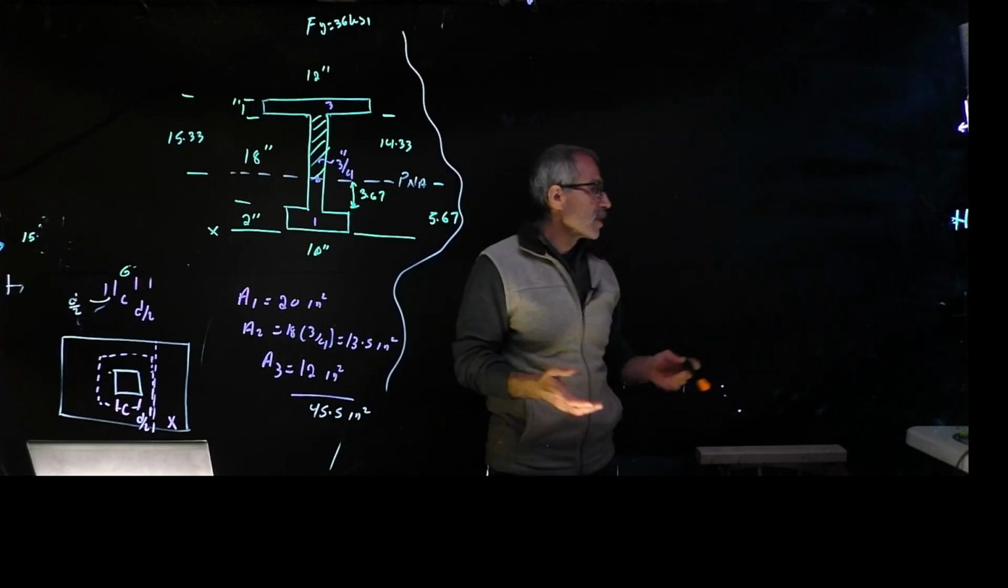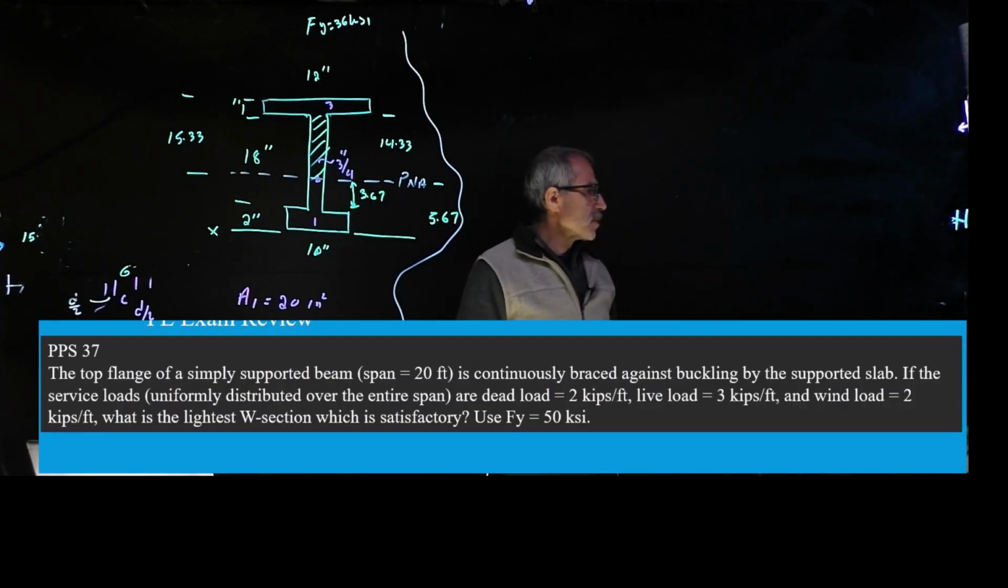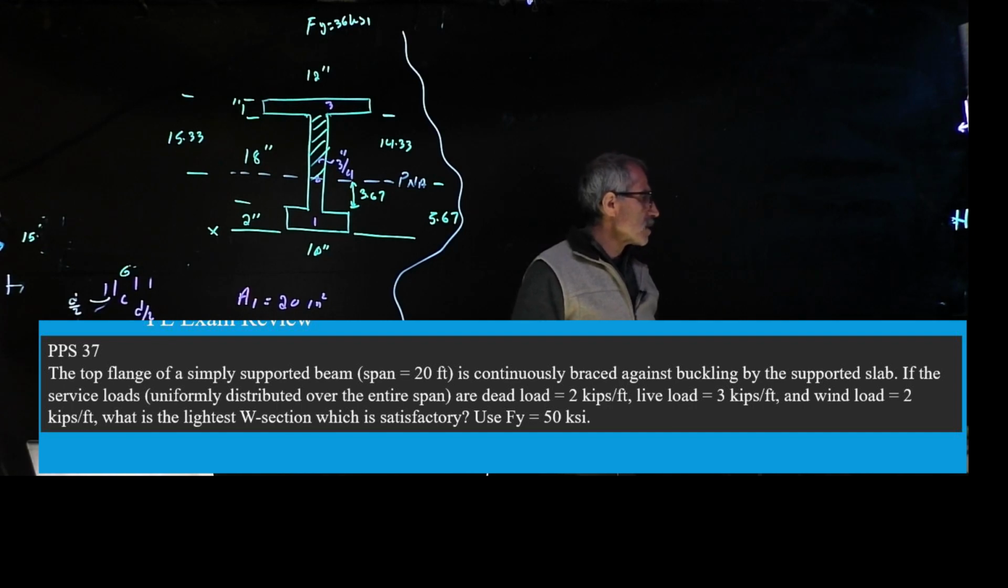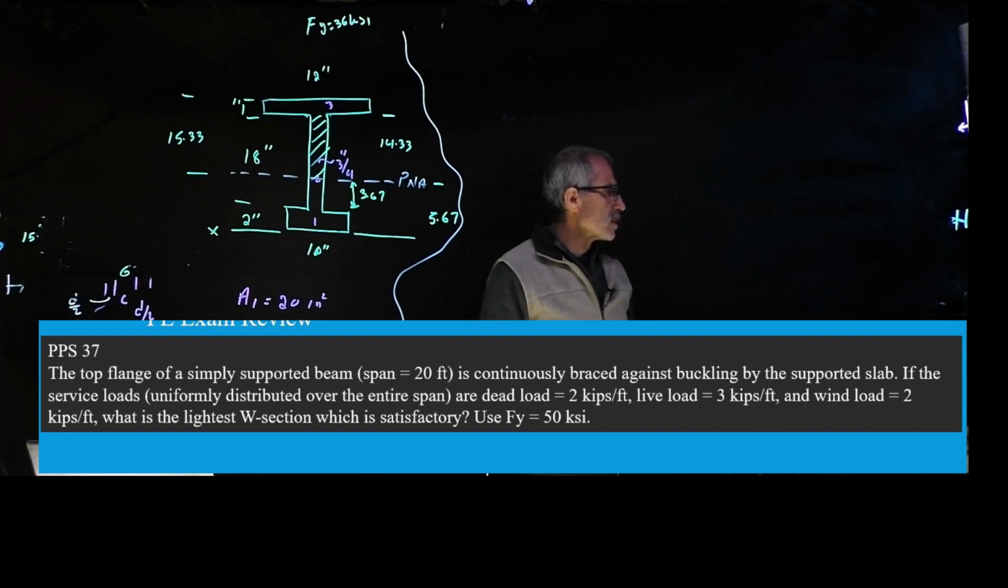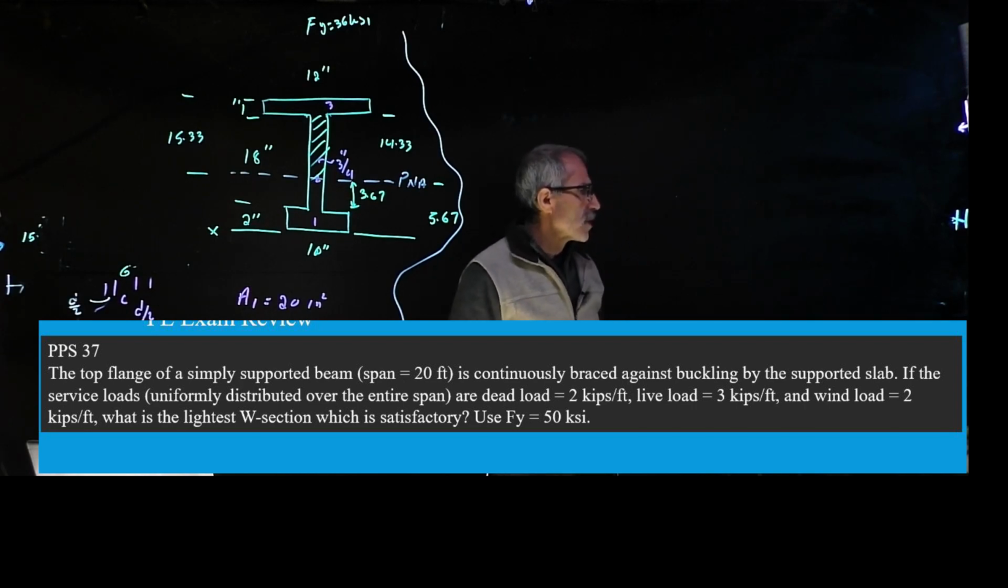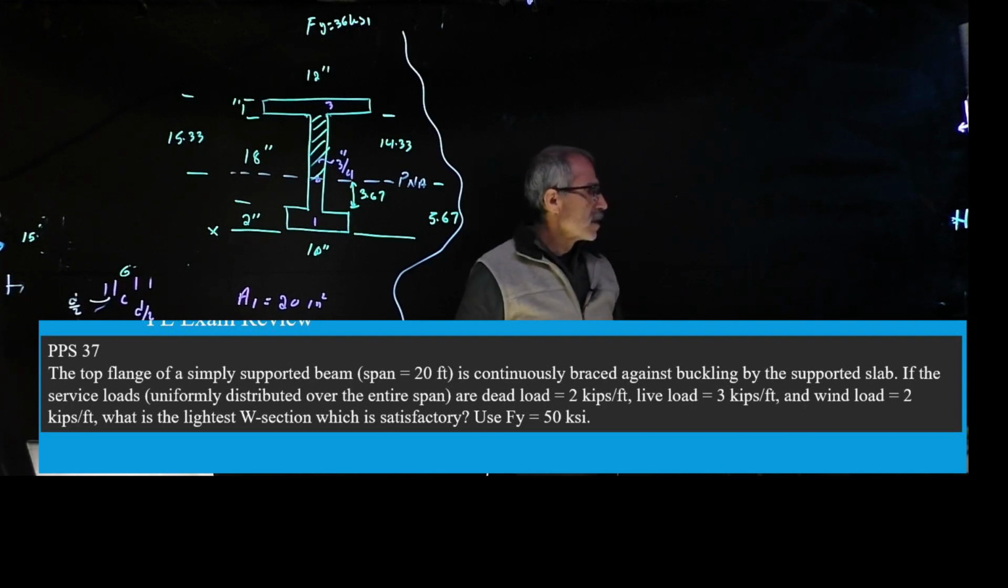This problem should take you less than a minute to do. The top flange of a simply supported beam, 20 feet long, is continuously braced against buckling, so that's good. We don't have to worry about Lb. It's supported by the slab. The service load is uniformly distributed, with a dead load of 2 kips, a live load of 3 kips, and a wind load of 2 kips. What is the lightest W section which satisfies this, using Fy equal 50 ksi?